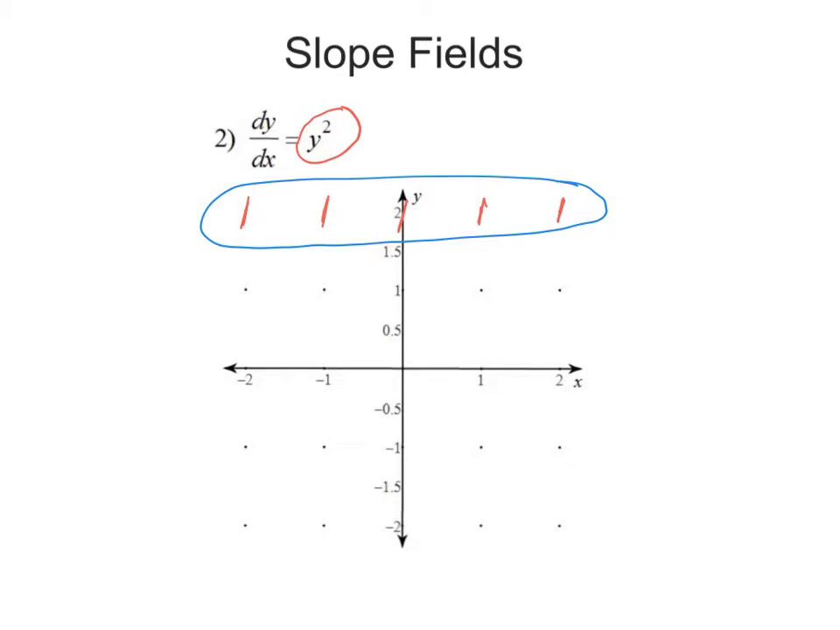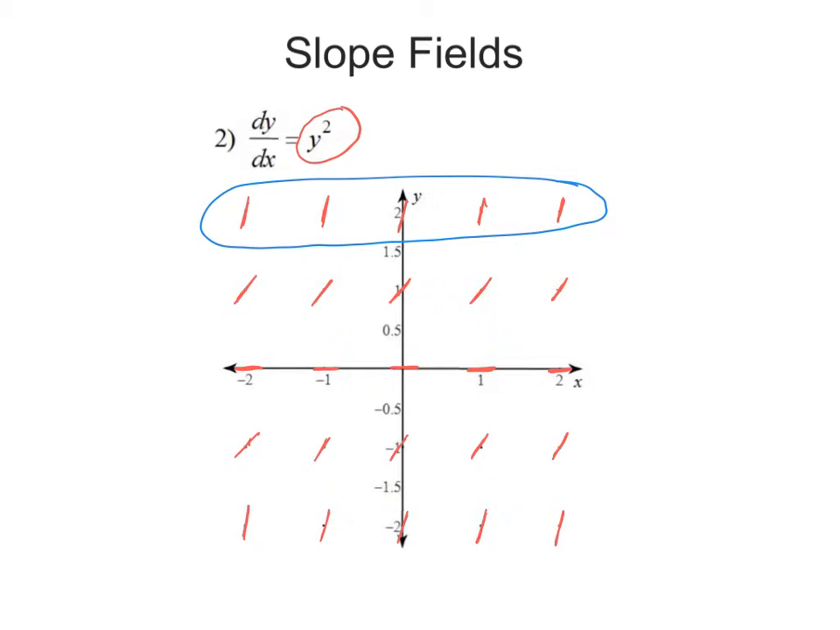Because I don't care what the x-coordinate is, the slope is going to be only y squared. It's going to be positive 1 throughout here, about a 45, exactly a 45. It's going to be 0 when y is 0. Remember that when you square a negative, you get positive again. So it's going to be positive 1 again, and then positive 4 at the bottom.